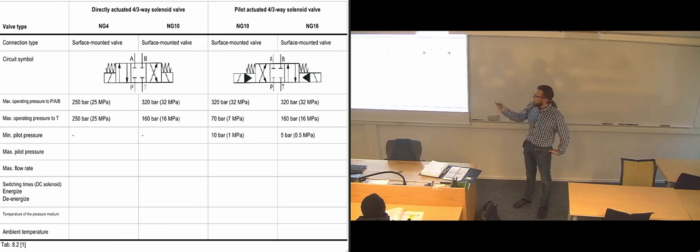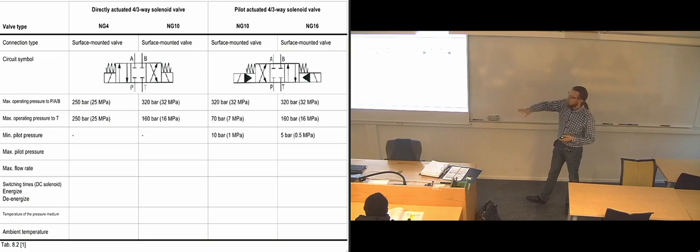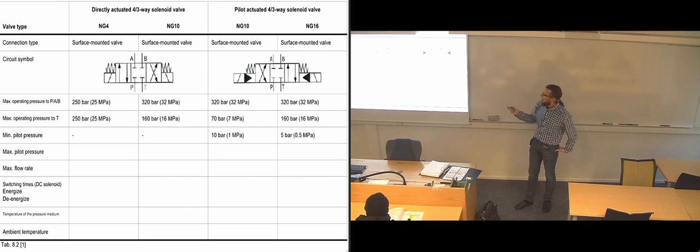Of course, there's no pilot pressure on this side, because this one is directly actuated. So on this one, the electromagnets inside the solenoids are working directly on the piston stem, the piston rod that's going through the valve. So it's working directly on that one. But here we have, of course, the pilot valve that's letting through pressure.